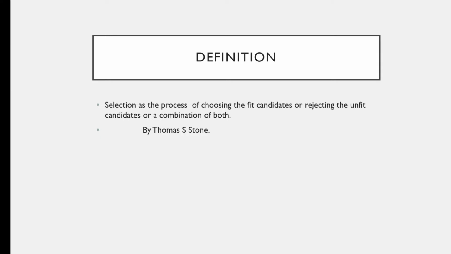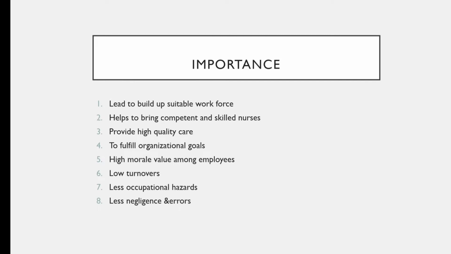Okay, this slide. So what do we mean by selection? Selection is the process of choosing the fit candidate, that means the right candidate, or rejecting the unfit or unsuitable candidates, or a combination of both. And it's given by Thomas Stone. Another simple definition is that we are selecting the right candidate for the right position or right placement. So that is the simple meaning of selection.